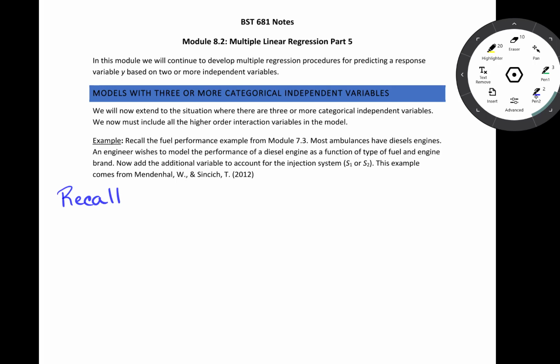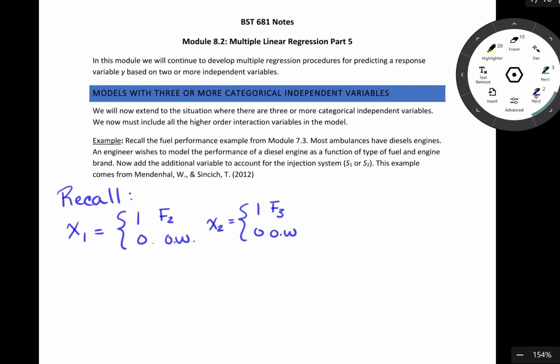All right, so our first independent variable that we had was type of fuel, and remember there were three different types of fuel. So when we set up our dummy variables, since there were three different types of fuel, we are going to set up two dummy variables. And I'm going to use the first fuel type as my base case. So x1 is going to be equal to 1 if we have fuel type 2 or 0 otherwise. And then x2 is going to be equal to 1 if we have fuel type 3 or 0 otherwise. We also had the engine brand, and there were two different brands, so we only needed a single dummy or indicator variable for this categorical variable. So we have 1 if we have brand 2 and 0 otherwise. So again, I'm going to use brand 1 as the base case.